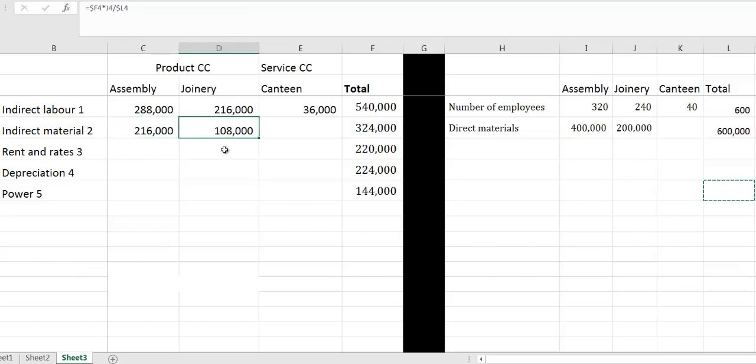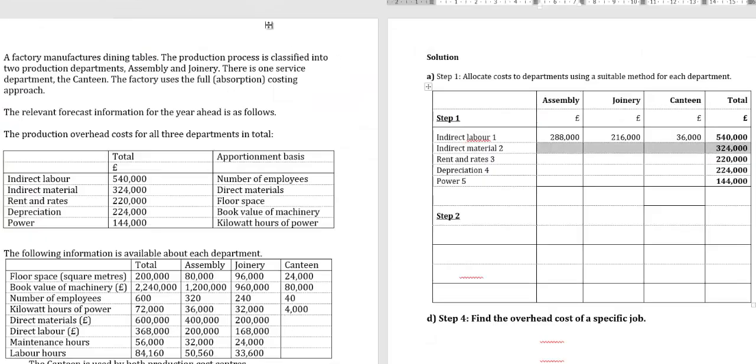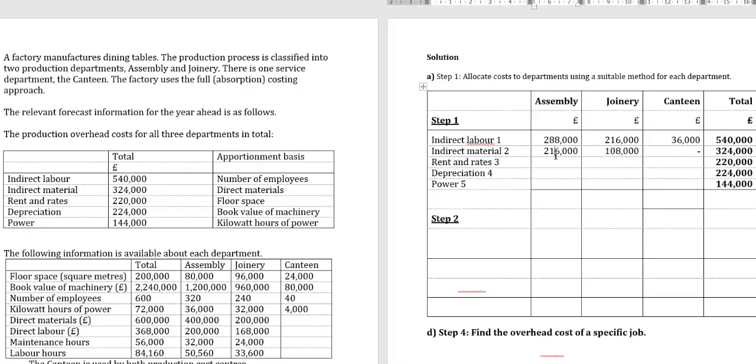The second one will be 108, again 324 times 200 divided by 600. And the last one will be equal to 0. I have to do the same, so I'll just take this, copy and paste, and return to my table and just insert all of that. So now I should do the same for each item.